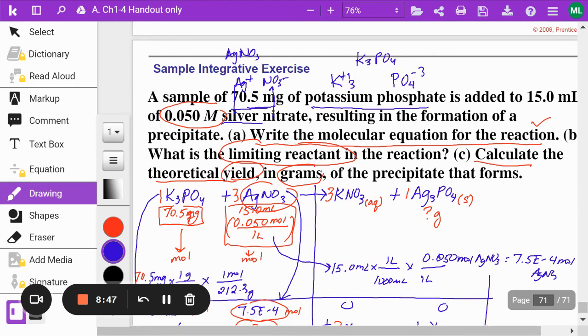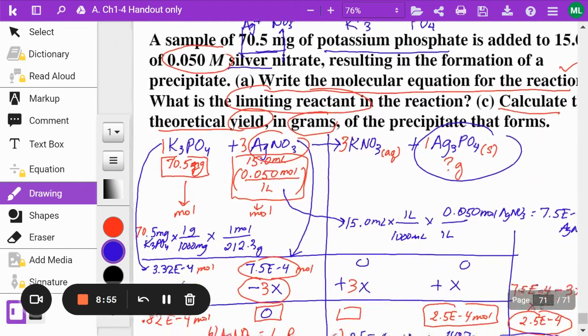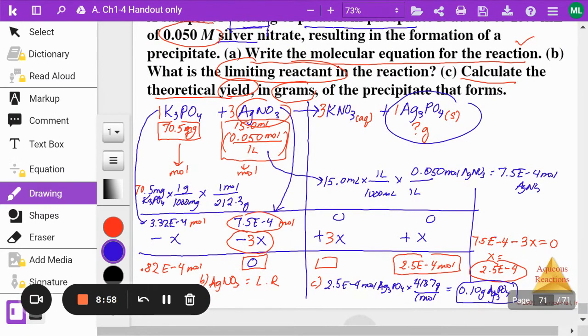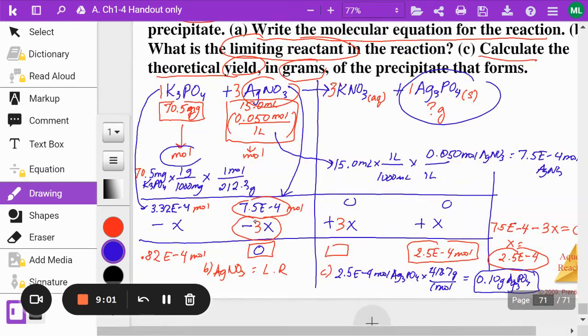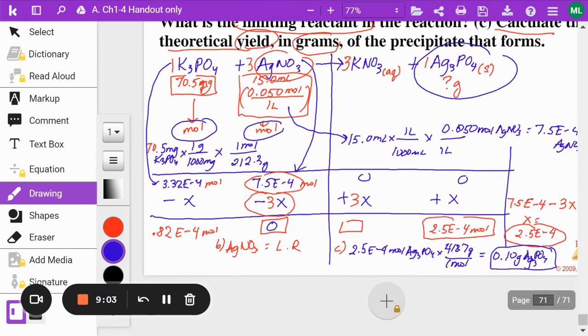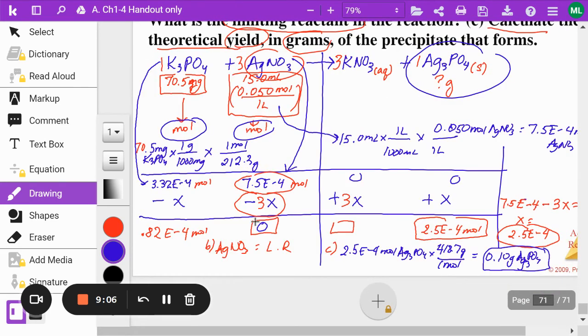So this problem made you write the equation first. This is a double replacement reaction, getting a precipitate. You had to figure out which one is the precipitate, silver phosphate, of course. You had to change the givens to moles because you have 2 reactants, so you can do a limiting reactant problem. You change them to moles and then do the minus x, minus 3x, plus 3x and x, getting the answers. You found what x is, which made this 0. That means you have nothing left over, so AgNO3 is the limiting reactant. And you were also able to calculate the amount of solid precipitate. This is a very good problem.